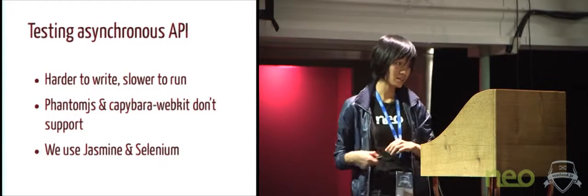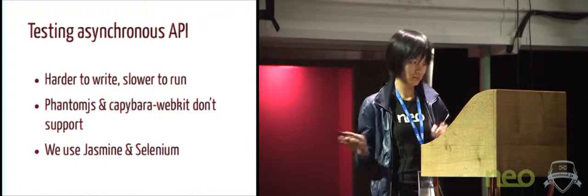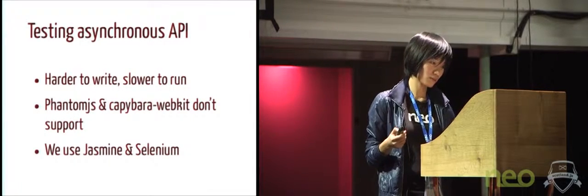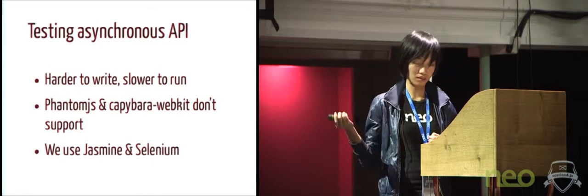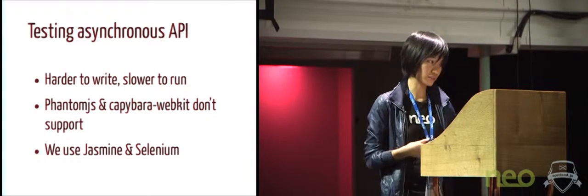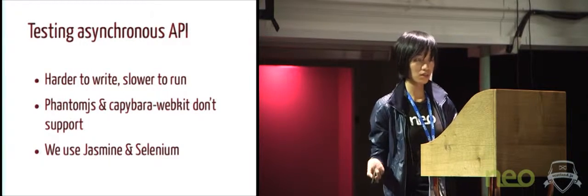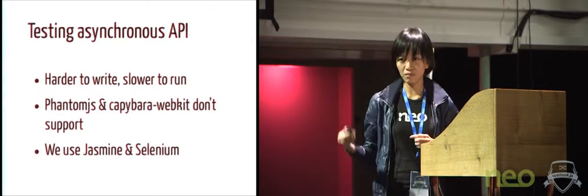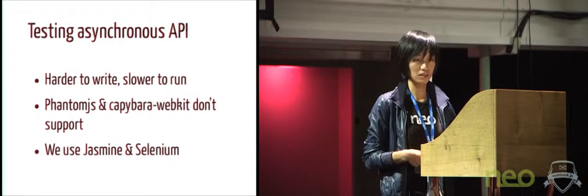Another thing is about testing. So in Neo, we test everything because we don't trust our colleagues. So I feel testing asynchronous API is harder to write and slower to run. We are a fan of headless integration testing. We use Phantom.js and Capybara WebKit a lot, but IndexedDB is not supported by those drivers yet, so we still need to use Jasmine and Selenium right now.